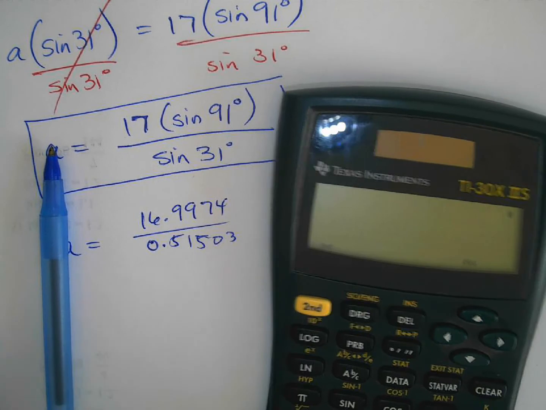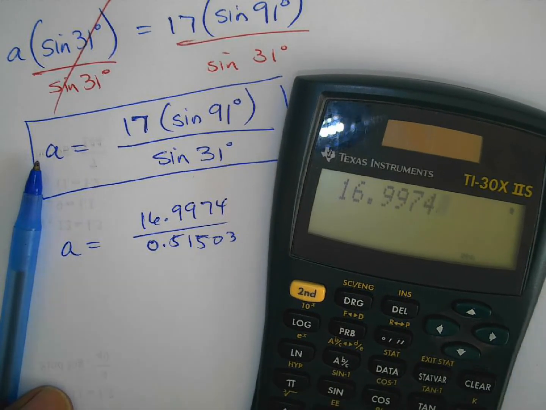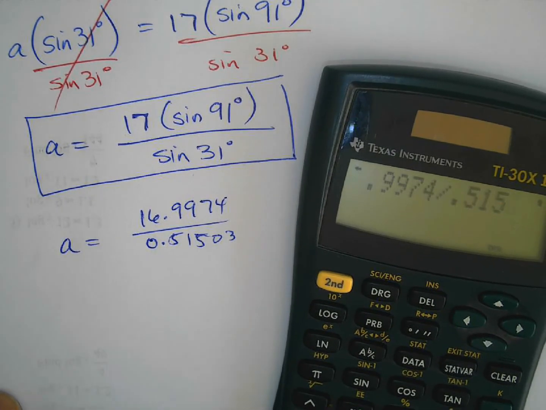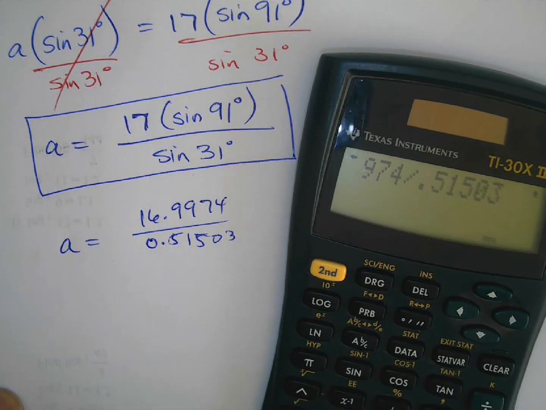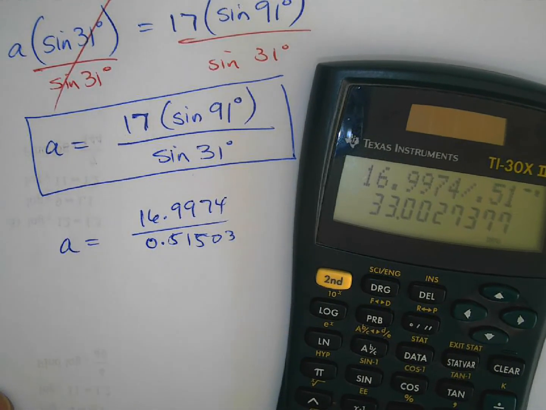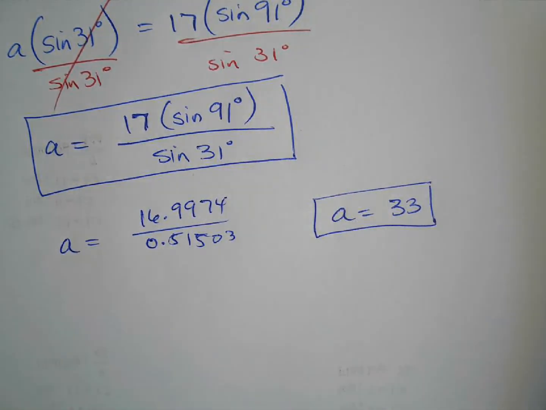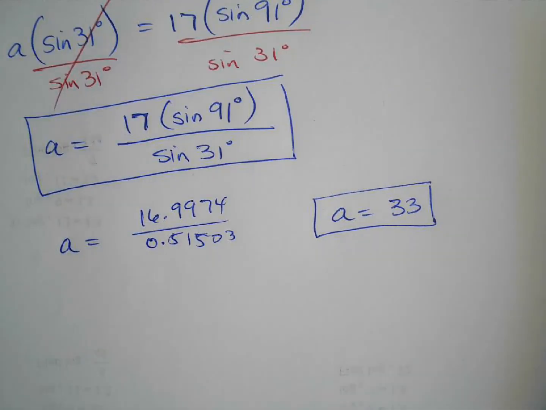Okay, doing this on the calculator is going to be 16.9974 divided by 0.51503. Should give me the 33. Okay, I'm good. That's for A. Remember, you still have the other one. You've got to find B. All right, so let's do that one again and we're done.